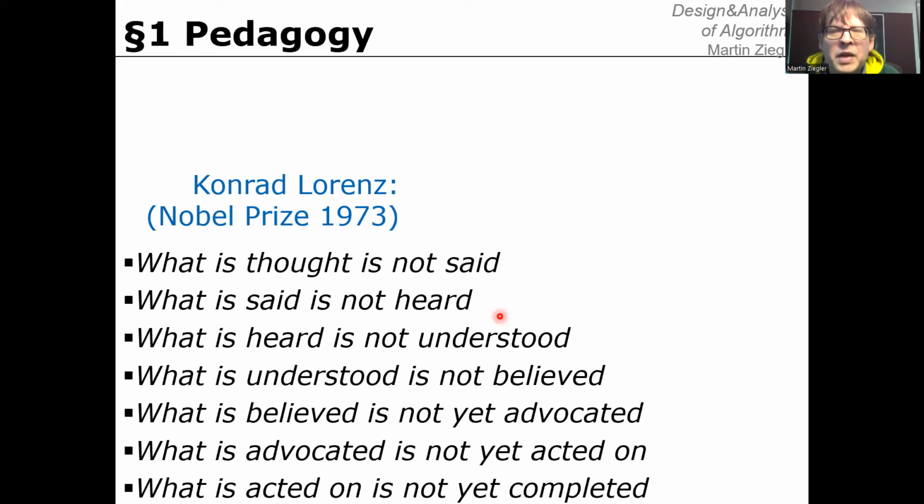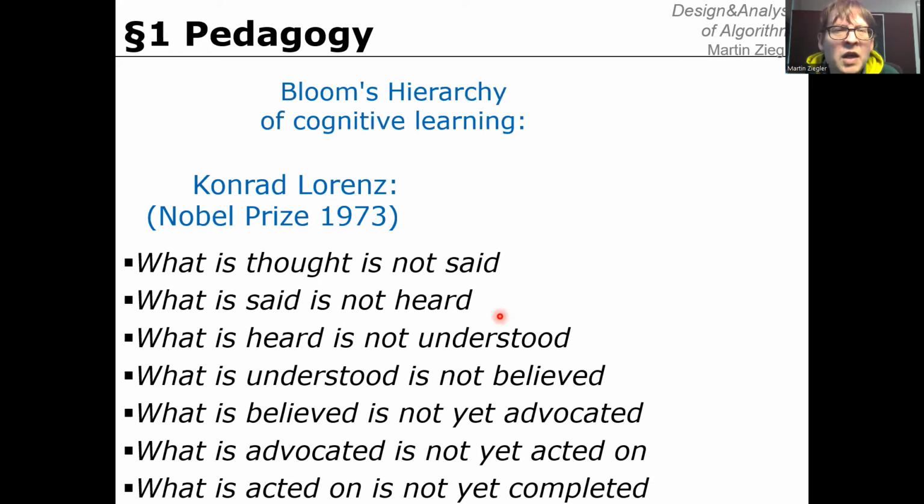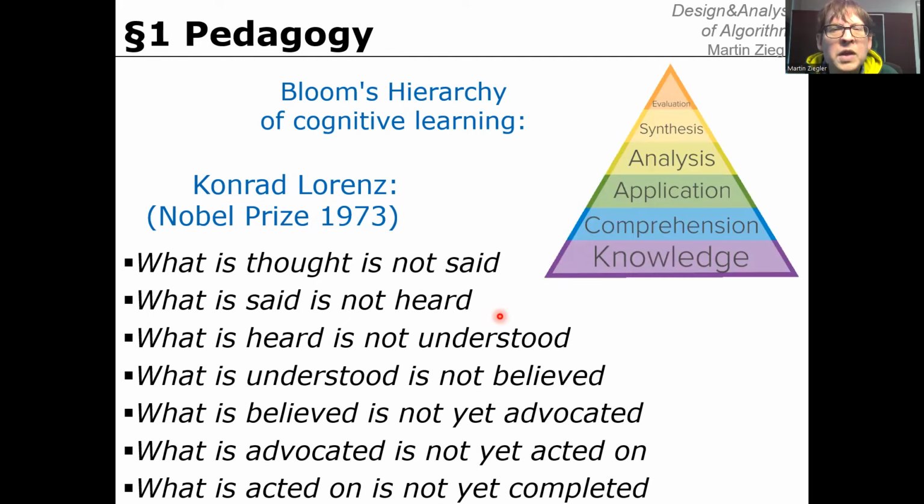And what I'm particularly interested in is moving up to higher levels of Bloom's hierarchy of cognitive learning. So here you see Bloom's hierarchy of cognitive learning, where knowledge is the basis. So it's very important to acquire, to accumulate knowledge. But this is also something that a memory stick can do very well and arguably even better than you.